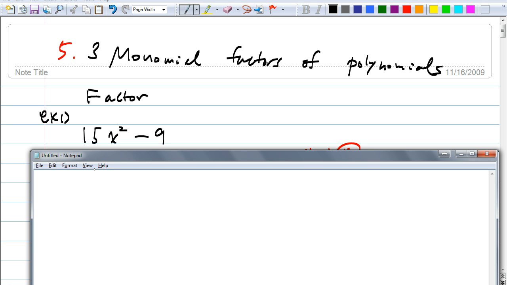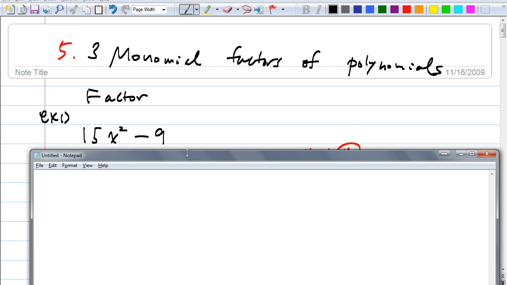That's your step one. Does anybody know what the GCF of 15x squared and negative 9 is? Yes. 3 is a GCF. Would you not agree? Why? Because remember, what does GCF do? It goes into both of the terms, right? 3 goes into 15x squared. 3 goes into negative 9, doesn't it? So if I knew that, then it helps me to factor.